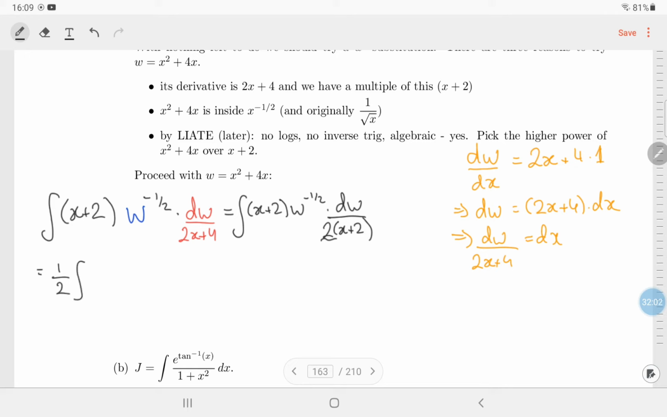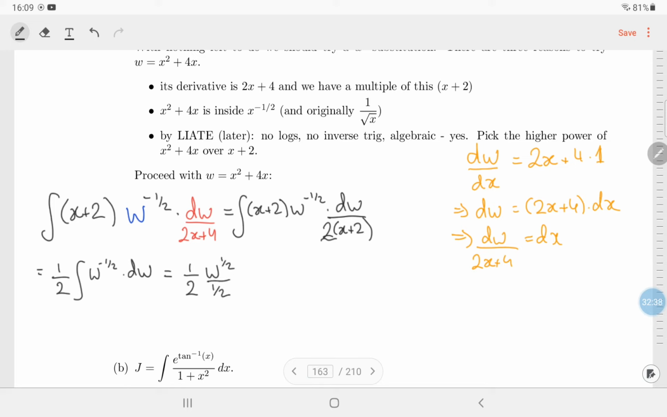So you get a half. So that's the divided by 2 is multiplying by half, and multiplying by half is a constant. We can fix that by taking it outside. That's fixing it. x plus 2 divided by x plus 2 is 1. 1 by w to the minus a half is w to the minus a half dw. And now we have something that we can anti-differentiate, because we've got to anti-differentiate w to the minus a half with respect to w. It's add 1 to the power, so minus a half plus 1 is a half, divided by the new power, which is a half.